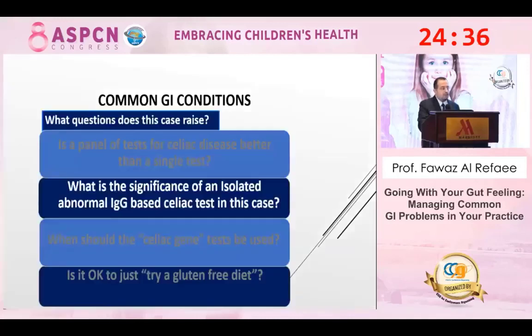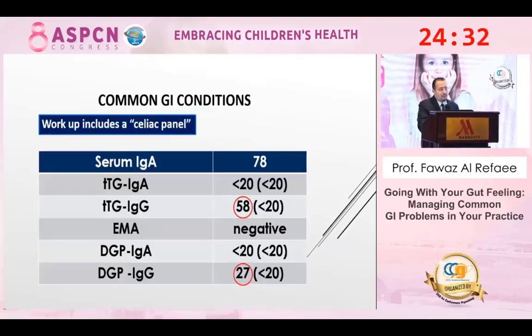Second question, what is the significance of isolated IgG-based test? Like in this patient, she has TTG IgG positive and she has deamidated gliadin peptide IgG positive. Are they significant in light of having normal serum IgA and normal TTG IgA?